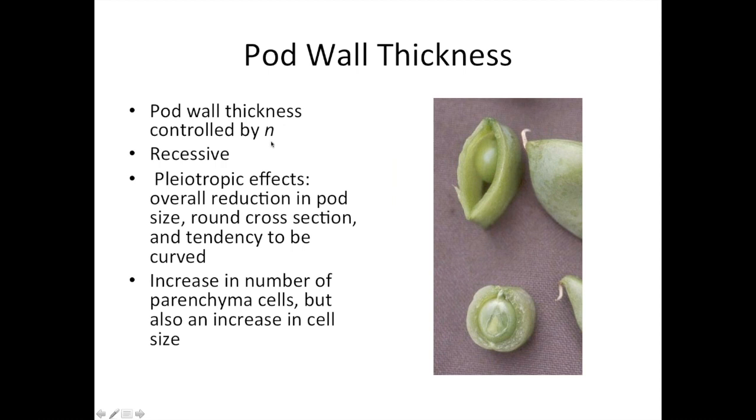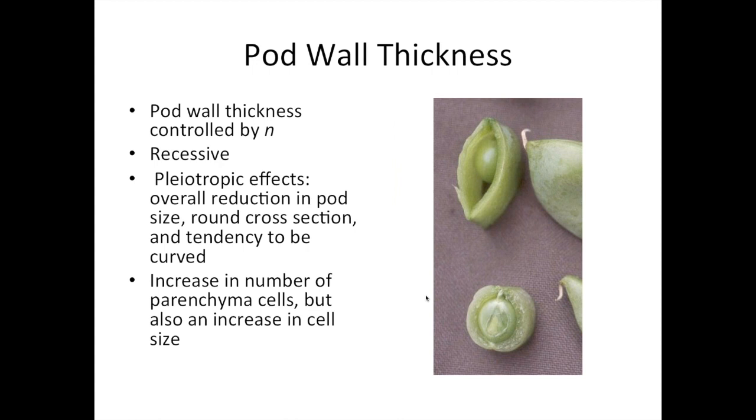Pod wall thickness is another gene that makes the snap pea unique. This is controlled by the N gene. It's again a recessive gene, expressed with the thick pod walls. It has pleiotropic effects of reducing overall pod size. It tends to give pods a round cross section, and they tend to be more curved than with the dominant N. Basically, what's happening is there's an increase in the number of parenchyma cells, and there's also some increase in cell size as well.